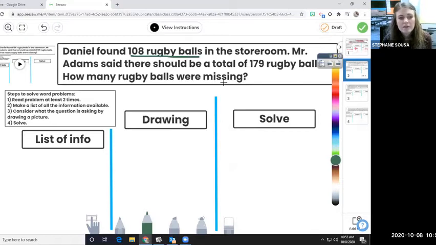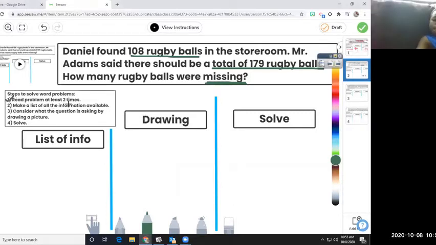Mr. Adams said there should be a total of 179 rugby balls. How many rugby balls were missing? That word missing seems very important. How many were missing? That's a big clue to me about whether I'm going to be adding or subtracting. So now I've read the problem 2 times.